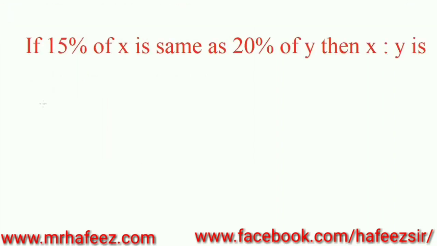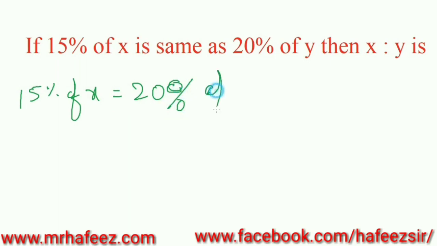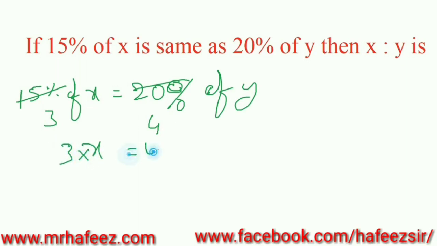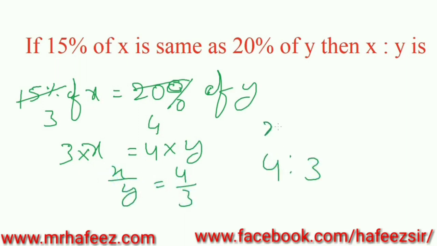15% of x is the same as 20% of y. 5 fours 20, 5 threes 15. So 3 into x equals 4 into y. X by y, cross multiply, is 4 by 3. So it's 4:3. X is to y is 4 is to 3. That's it.